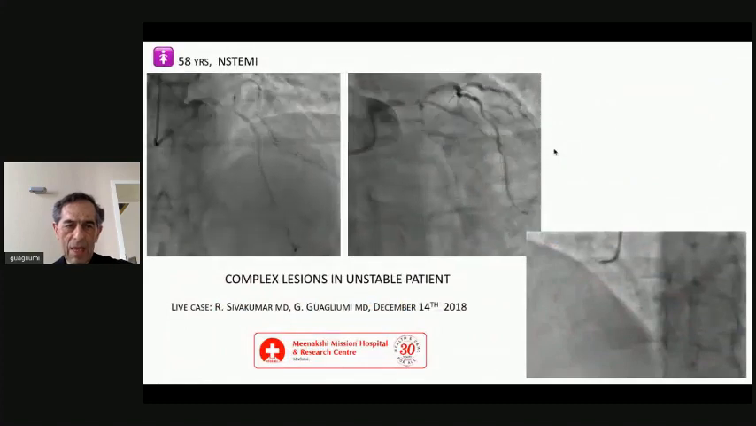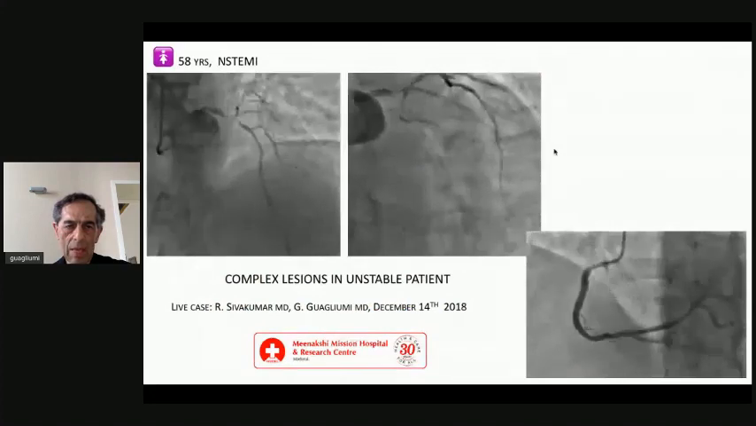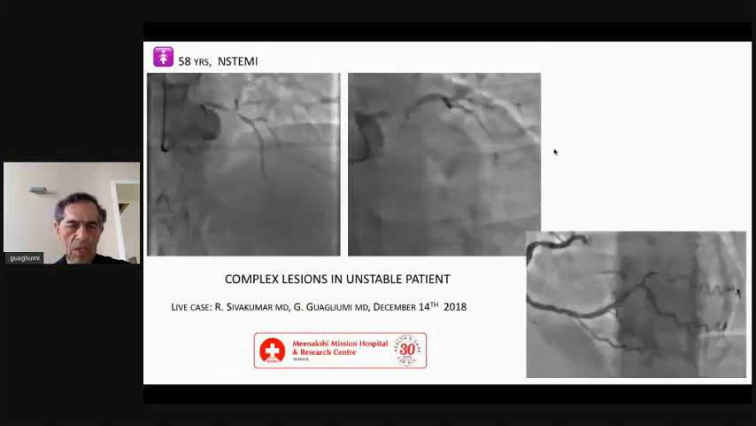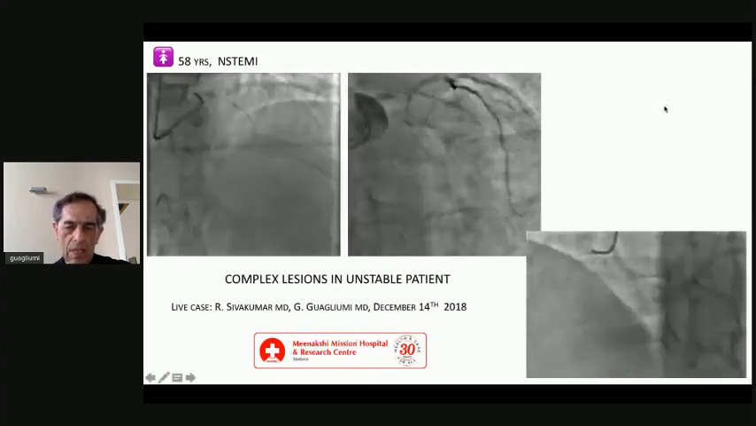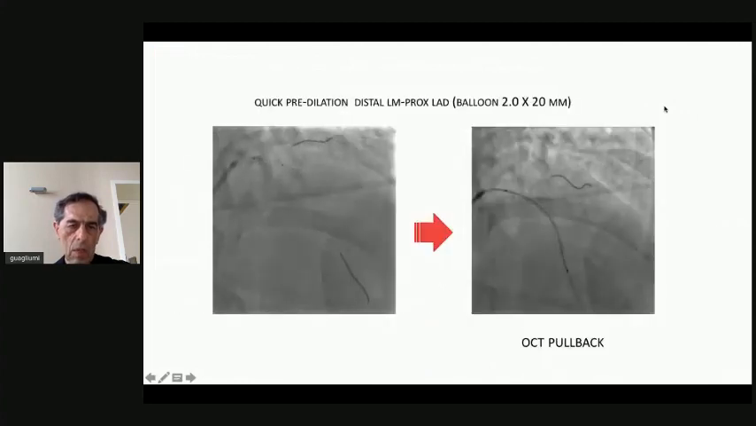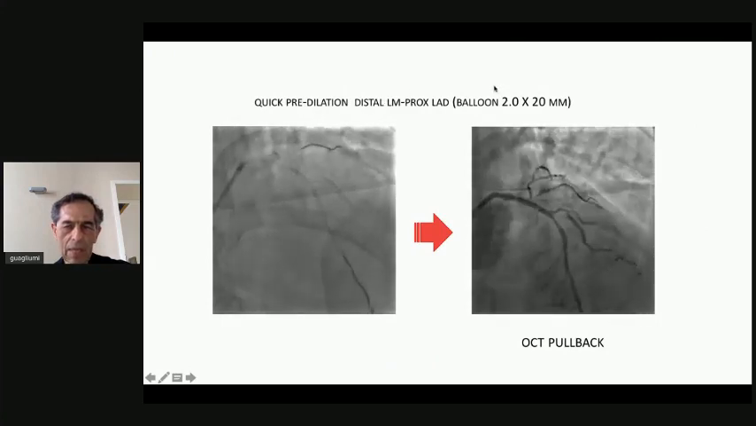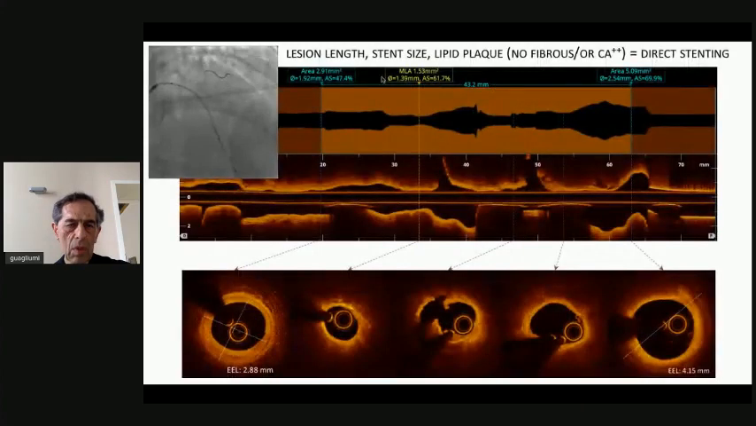This is the last case that I wanted to show, because sometimes people say, well, yeah, but if you are in trouble and you have an emergency case like this one, you cannot do OCT. This is the way we can do it. Number one, be simple. So we went through a pre-dilatation of the distal left main, and after a gentle pre-dilatation with a 2.0, we did a simple longitudinal scan. Simple longitudinal scan showing what?